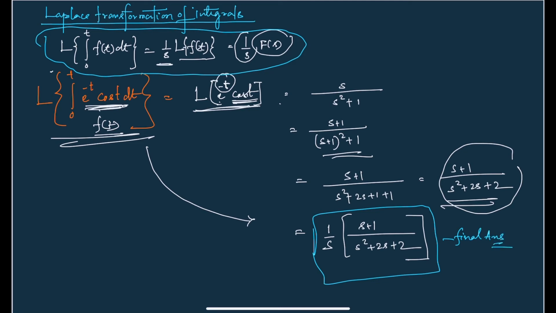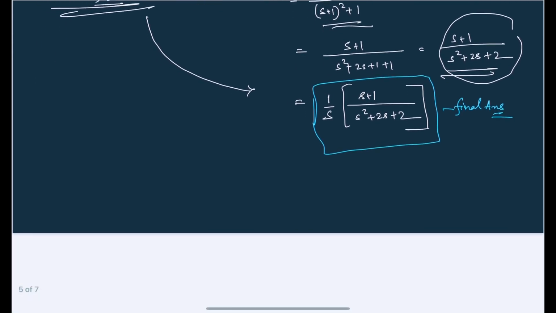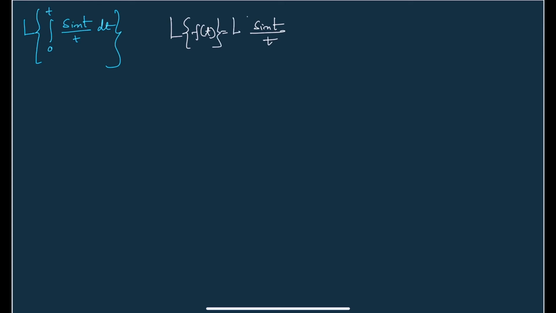Okay, now we are going to solve the next problem: the integral from 0 to t of sin t by t dt. Now you have to find the Laplace transformation of this one. First you have to identify what f of t is. f of t is sin t by t. So now you have to find the Laplace transformation of this one.